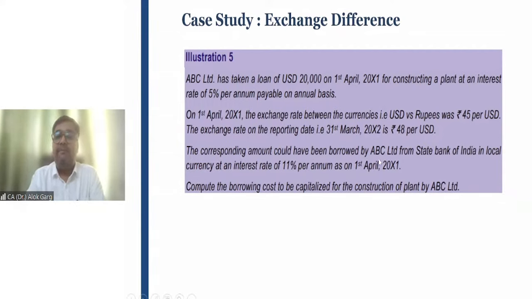The corresponding amount could have been borrowed by ABC Limited from State Bank of India in local currency at an interest of 11% per annum as on 1st April 2001. The corresponding amount of 20,000 US dollars is 20,000 multiplied by 45, 9 lakh rupees. This 9 lakh rupees can be borrowed from State Bank of India in Indian currency at 11% rate of interest. In US dollars we pay $1,000 as interest every year. In foreign currency the rate is 5%, in Indian currency it is 11%. But in foreign currency, we also got an exchange rate hit of 60,000 rupees.